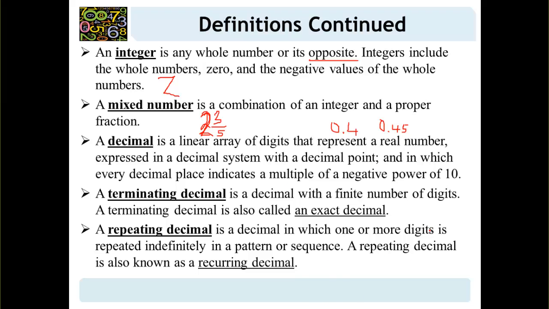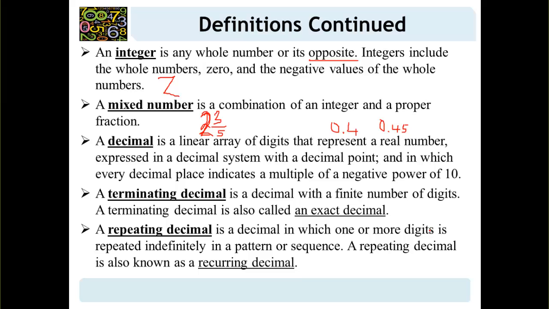Decimals can be terminating decimals or repeating decimals or non-repeating decimals. What is a terminating decimal? A terminating decimal is a decimal with a finite number of digits. It is also called an exact decimal. If we have 0.4, 0.45, 2.625, they are all exact decimals, terminating decimals.